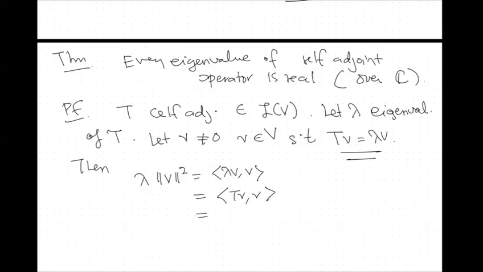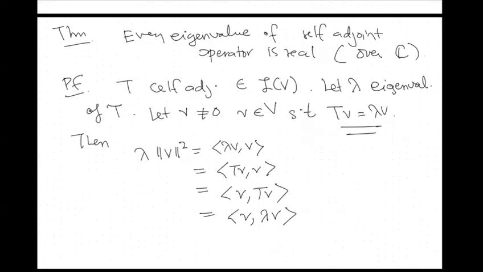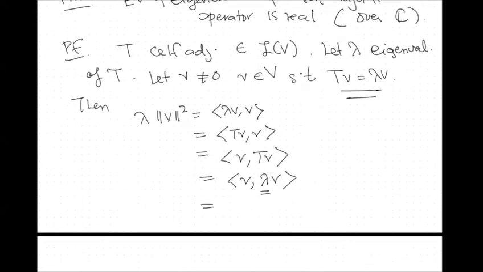And this is just what? T of v is, here we get, by being self-adjoint, we get the inner product of v and lambda v. And then after that, since this is here, we get the conjugate of lambda, and then v, which is just the conjugate times the norm of v squared.